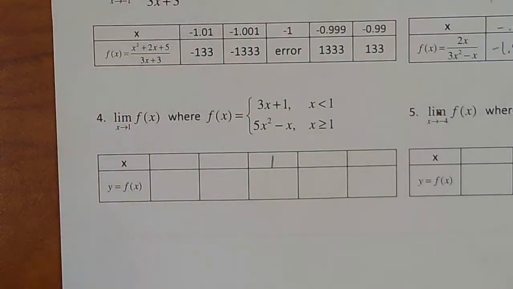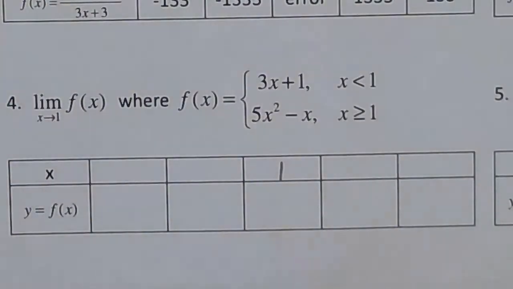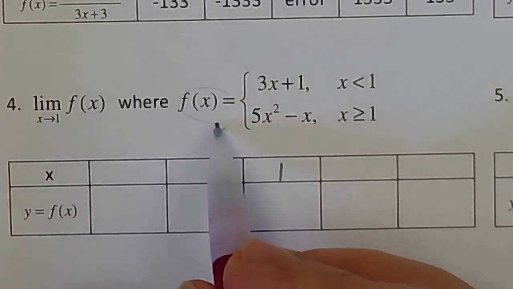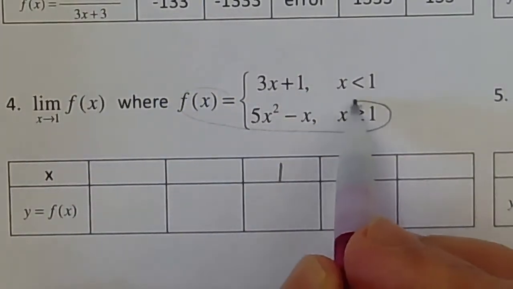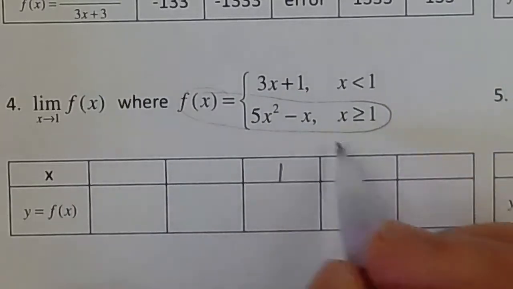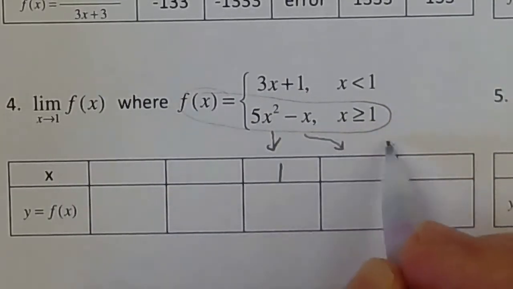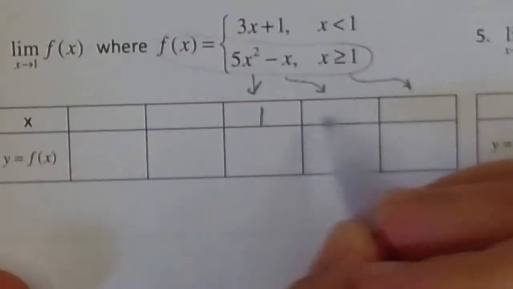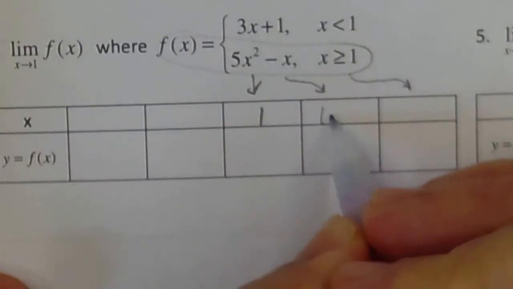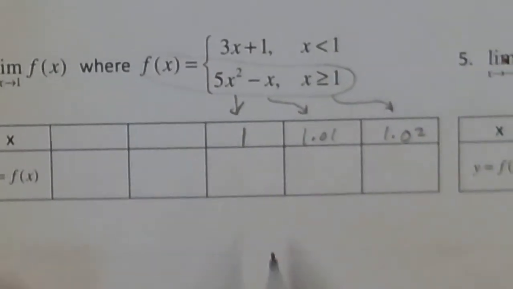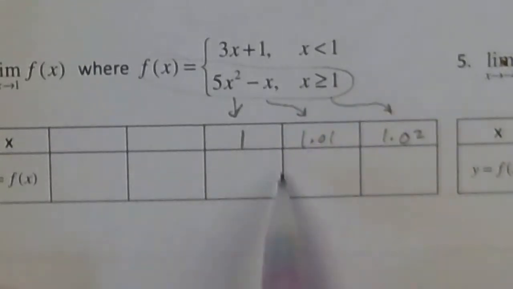Okay, the piecewise functions, you just got to remember, they have conditions. Follow the conditions. So this says to use this function when x is greater than or equal to 1. So greater than or equal to 1 is going to be here and here and here, because we'll use the same strategies I just did here. Let's just go up by just a little bit, like 1.01 and 1.02. Okay, you guys got that? So when x is greater than or equal to 1, I use this function.